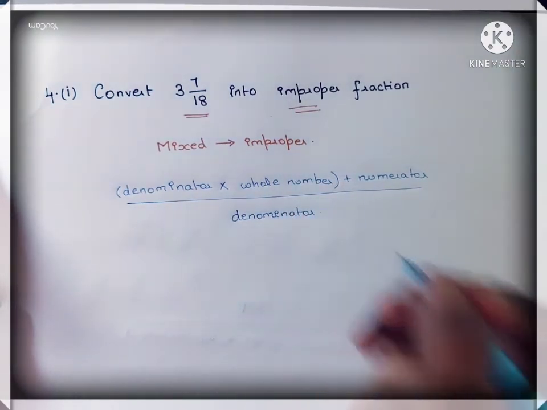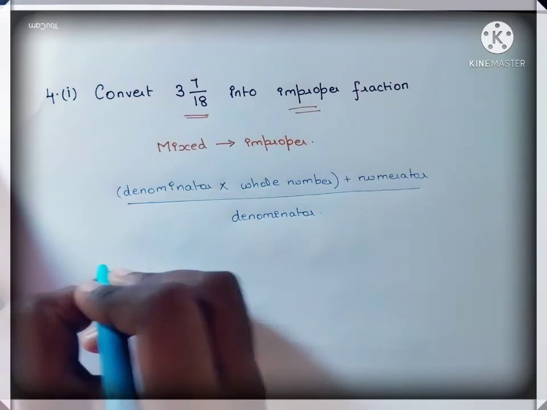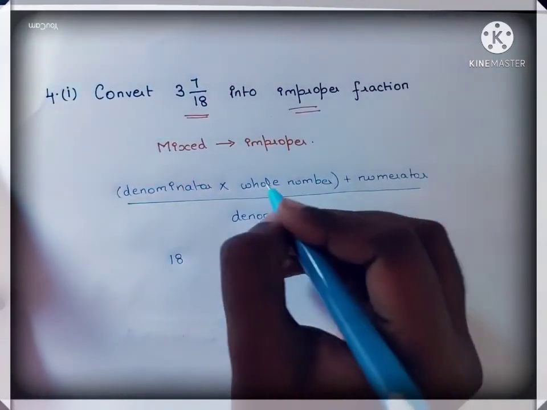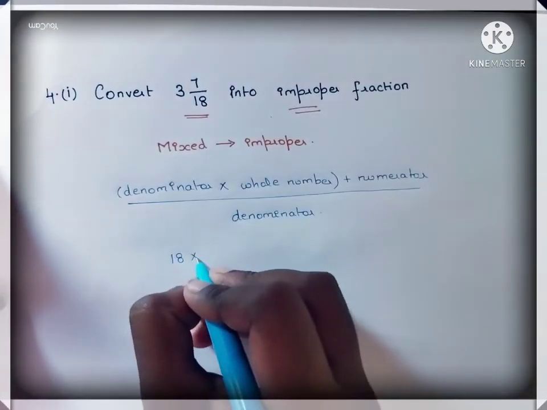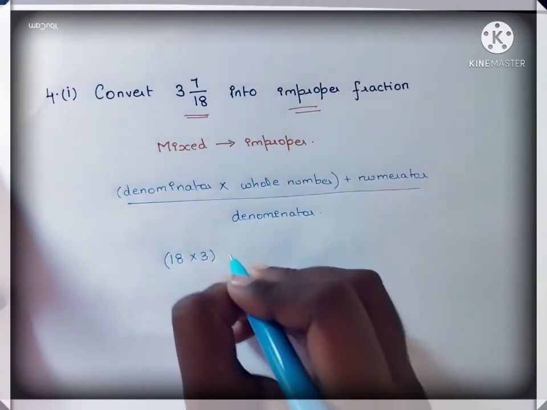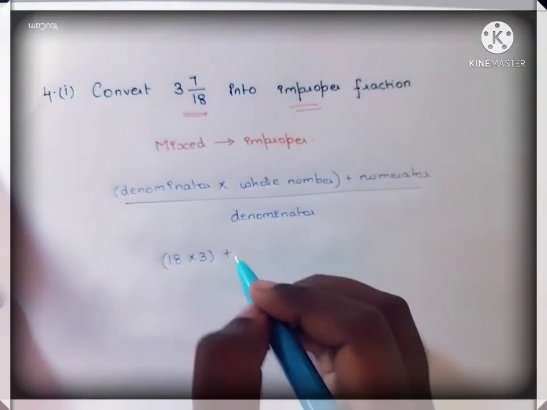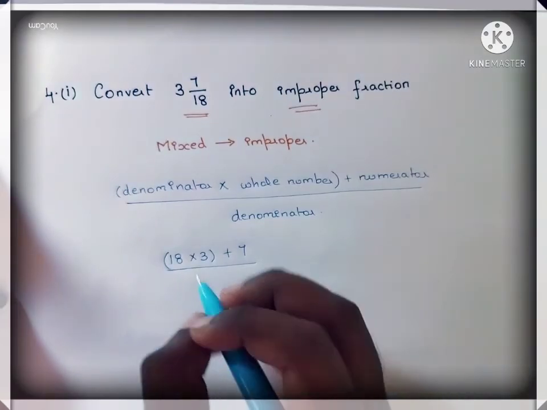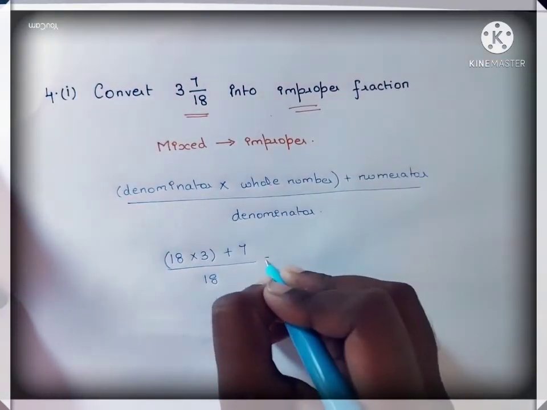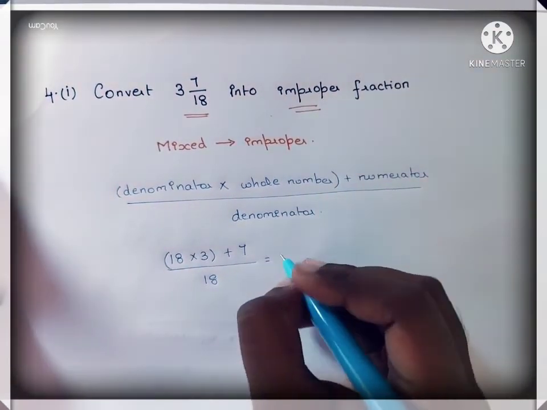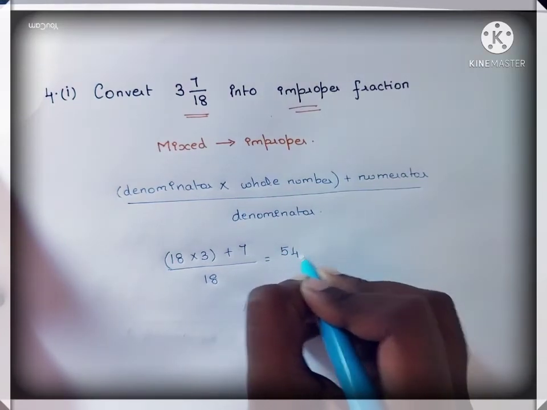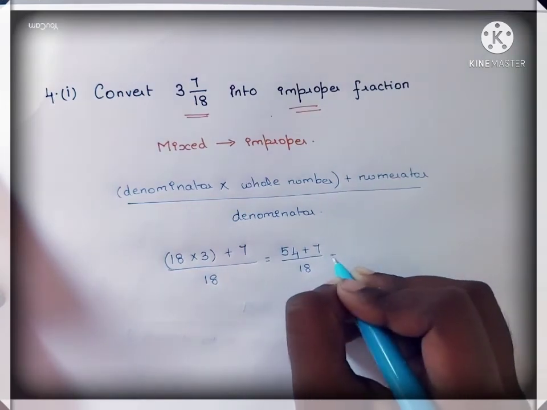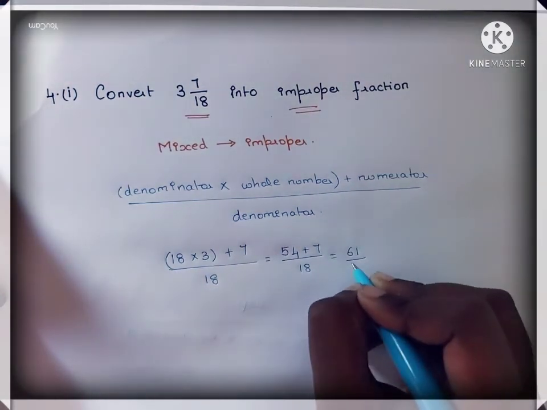Now, from the mixed fraction given in this question, we have 18 as the denominator, the whole number is 3 and the numerator is 7. The whole thing should be divided by the denominator again, which is 18. So 18 into 3 is 54 plus 7, which is the numerator, divided by the denominator 18, which gives us 61 by 18.